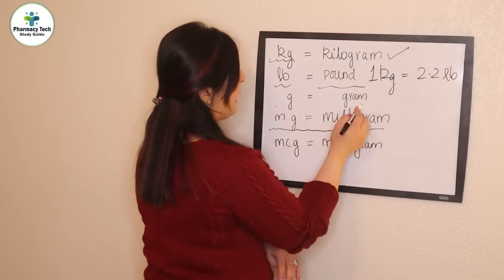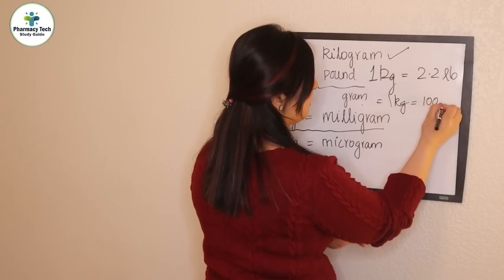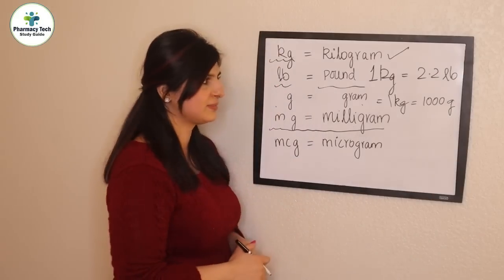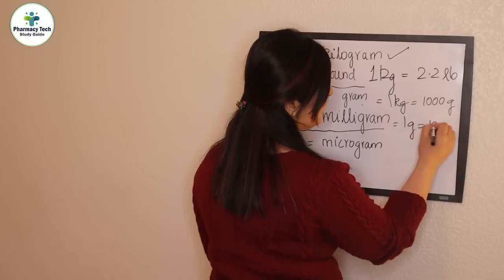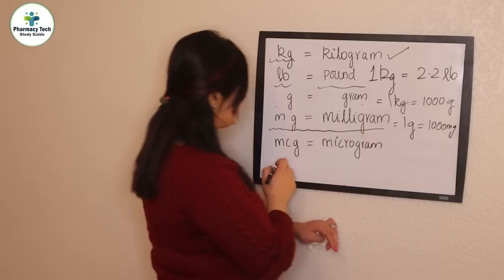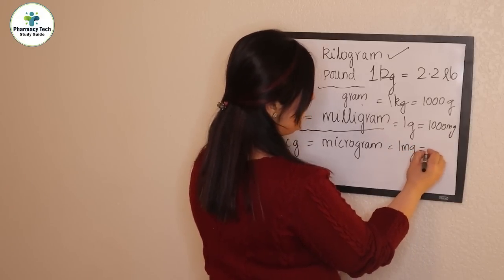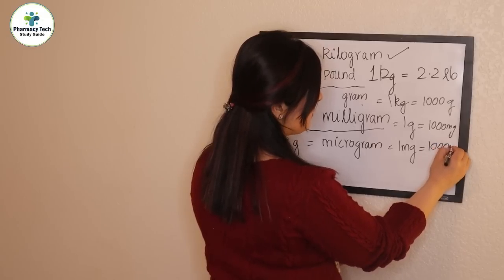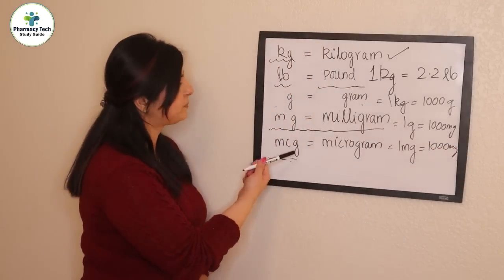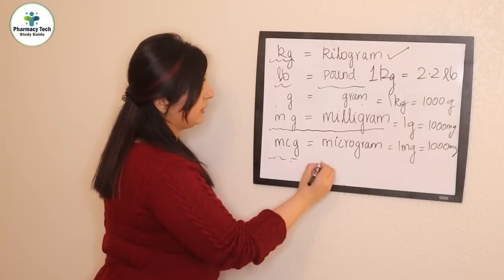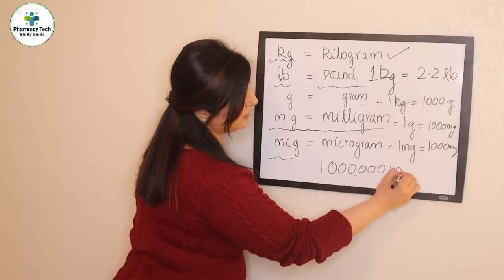And then G is for gram. Here, 1 kilogram is equal to 1,000 grams, okay? And then mg is for milligram. Here, 1 gram is 1,000 milligrams. The last one is microgram, mcg, and here 1 mg is 1,000 micrograms. So if you know these basic conversions, you can simply convert them. Like 1 gram would be 6 zeros in terms of micrograms.